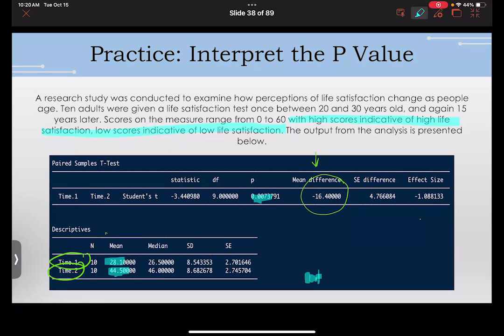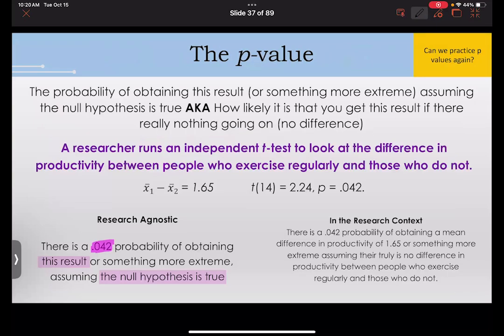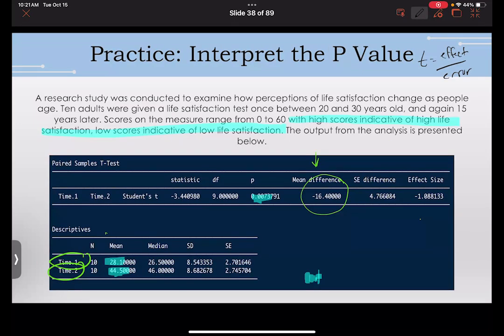Remember that the t stat is effect over error, right? 16.4, that's our effect. So the result we got is our effect. T is what tells us whether that effect is significant or not. Make sense? Any other questions about this one?